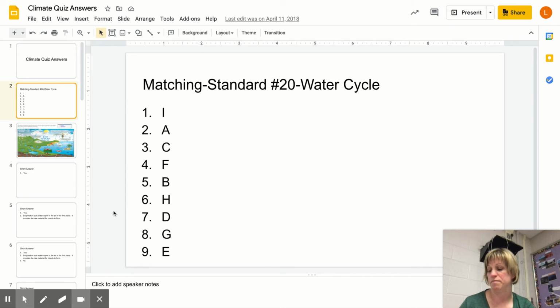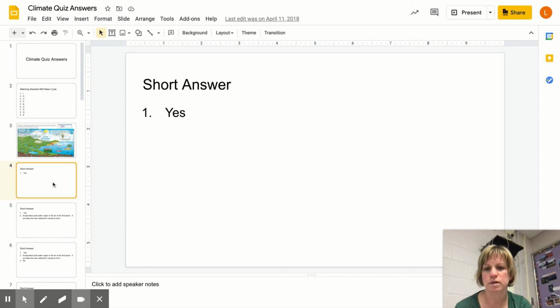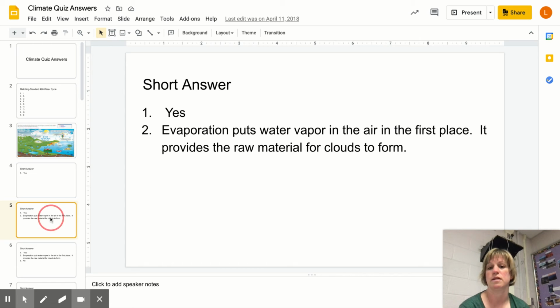Okay, now our next one is a short answer, still on the same standard 20: is evaporation needed for clouds to form? The only right answer there is yes. Now, explain your choice. Evaporation puts water vapor in the air in the first place. Another way to say that is it provides the raw material for clouds to form. So without water vapor in the air, you have nothing to go to the final step of cloud formation.